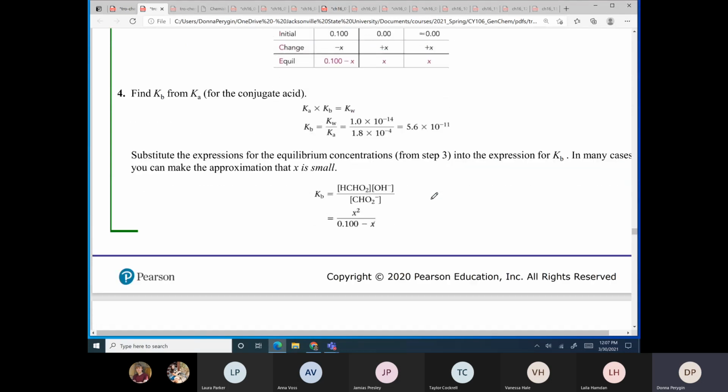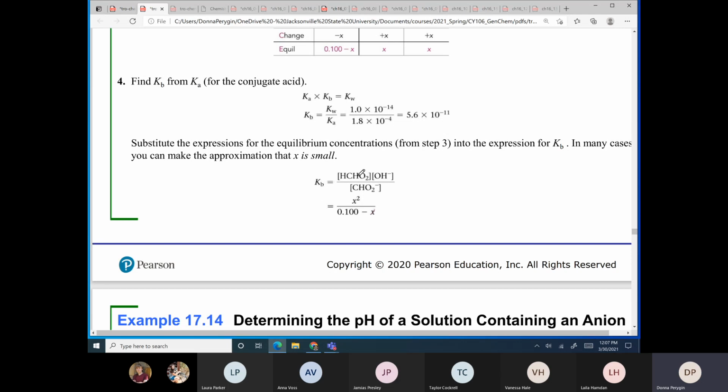Okay, so we can set up the equilibrium expression. Kb is equal to the HCO2, so formic acid, times hydroxide over formate. And so that gives us Kb is equal to x squared over 0.1 minus x. Now we need Kb, and we don't have Kb from a table, so we learned that Kb is equal to Kw over Ka, okay, which is 1 times 10 to the minus 14 over 1.8 times 10 to the minus 4th. So we get this 5.6 times 10 to the minus 11.